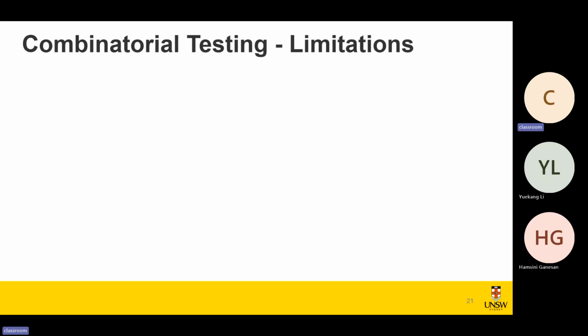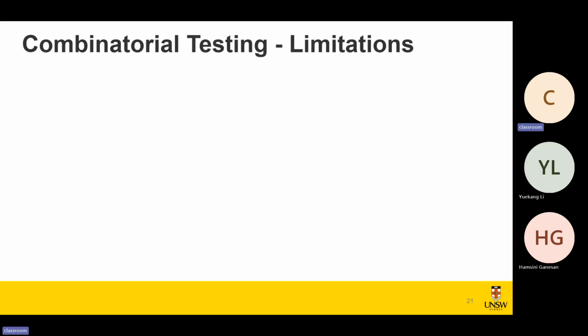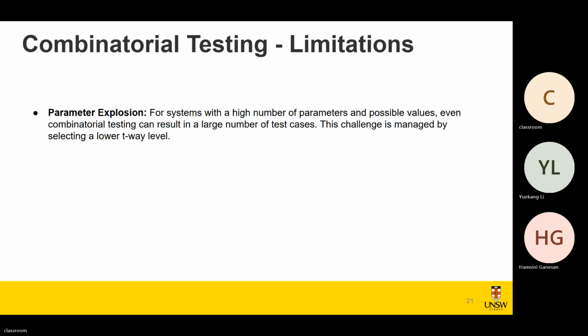So that's all about the limitations and advantages of this greedy algorithm, and let's think about the limitations of combinatorial testing. The first one is the parameter explosion problem. Just now we did a simple calculation of the potential combinations we could have. The challenge could be managed by selecting a lower level of t.